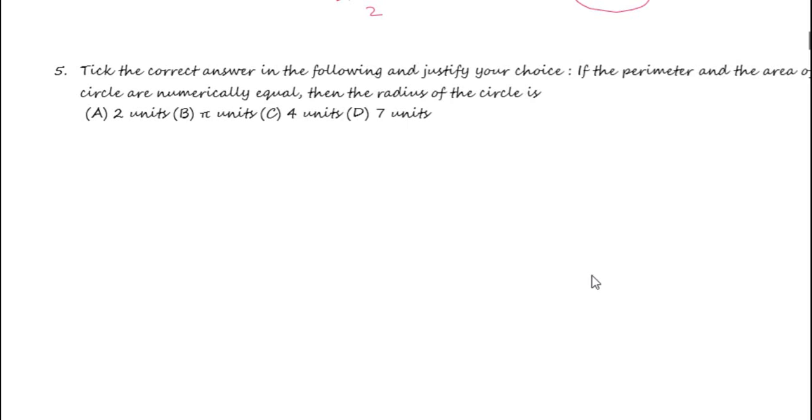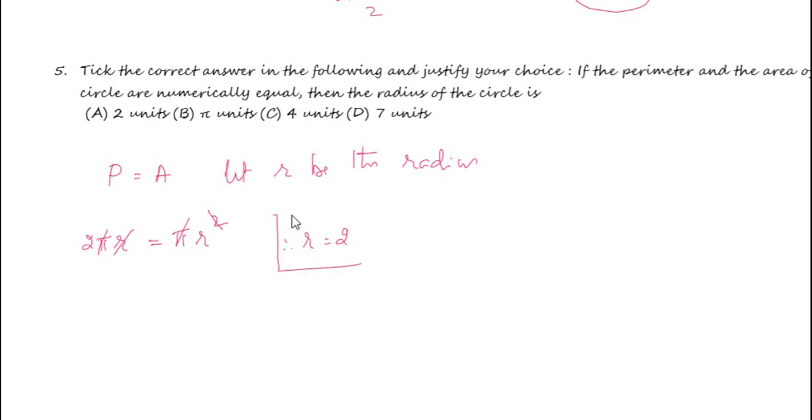Last problem. Tick the correct answer in the following and justify your choice. If the perimeter and the area of circle are numerically equal, then the radius of the circle is, what it says is perimeter P equal to A. Now let R be the radius. Then perimeter equal to 2 pi r is equal to area. Area is pi r square. Pi cancel out, r and this r. Therefore radius equal to 2.